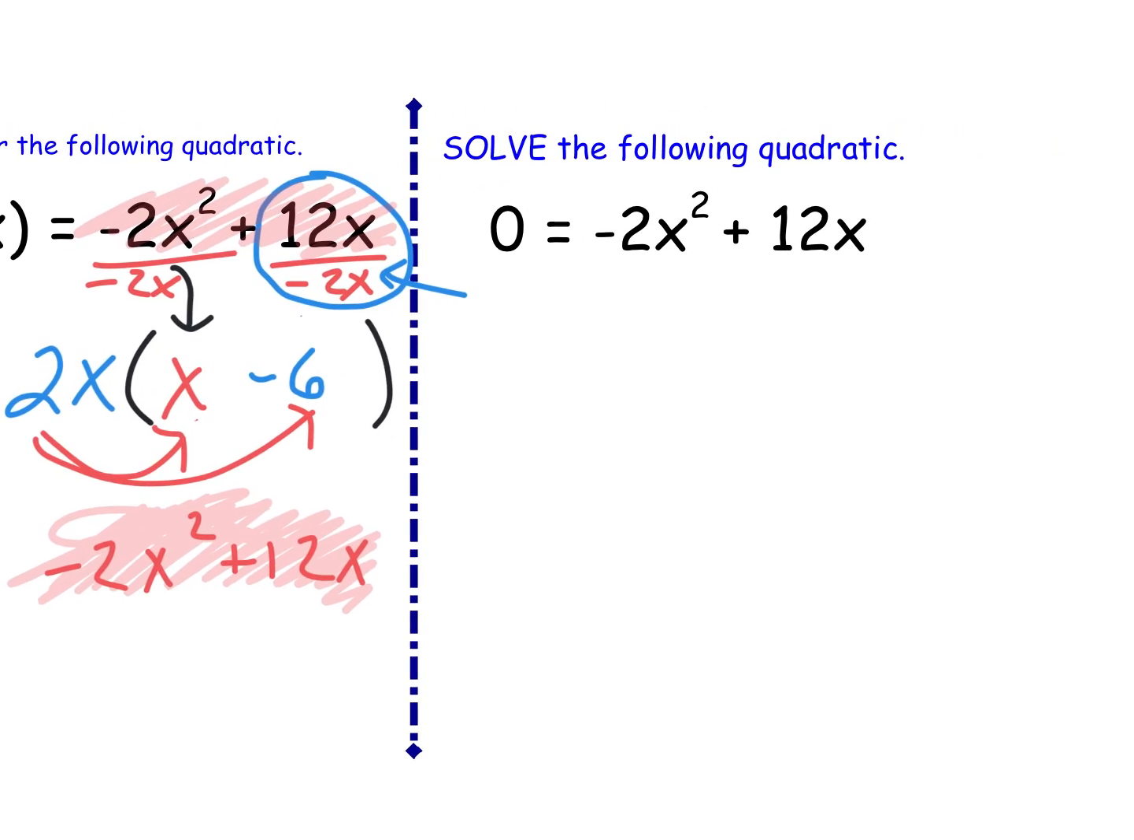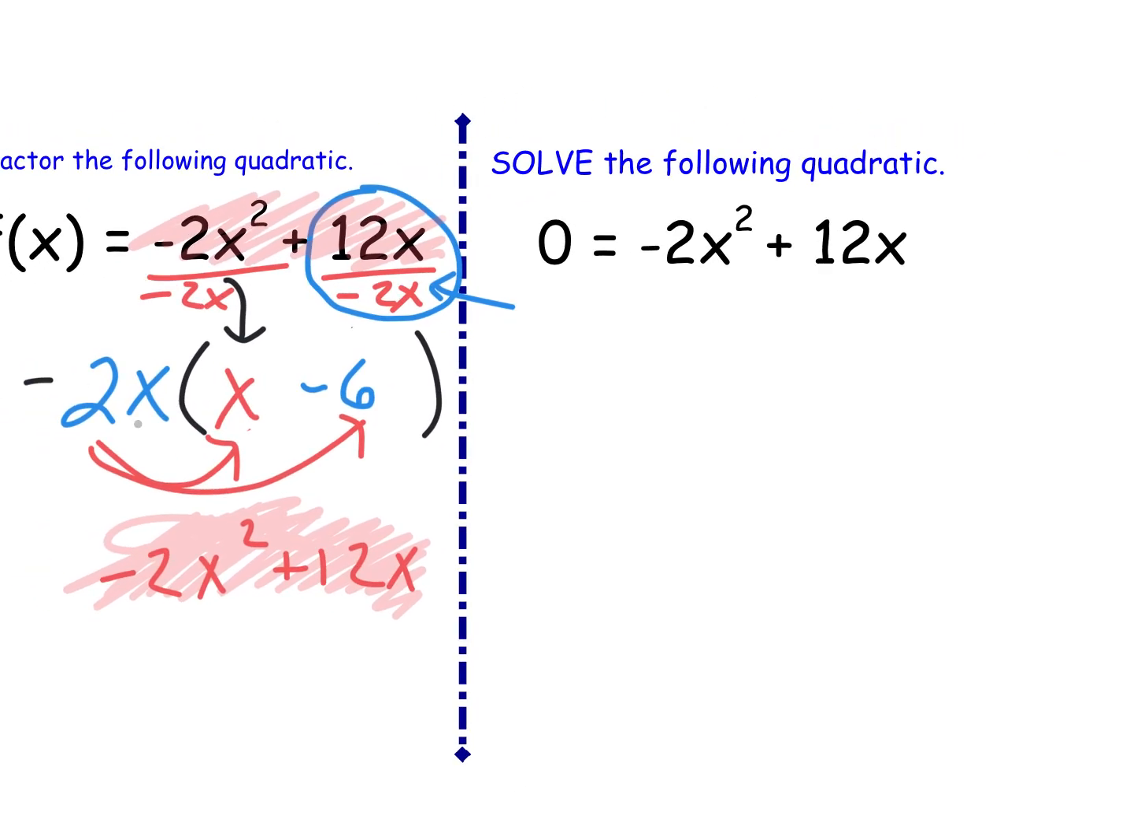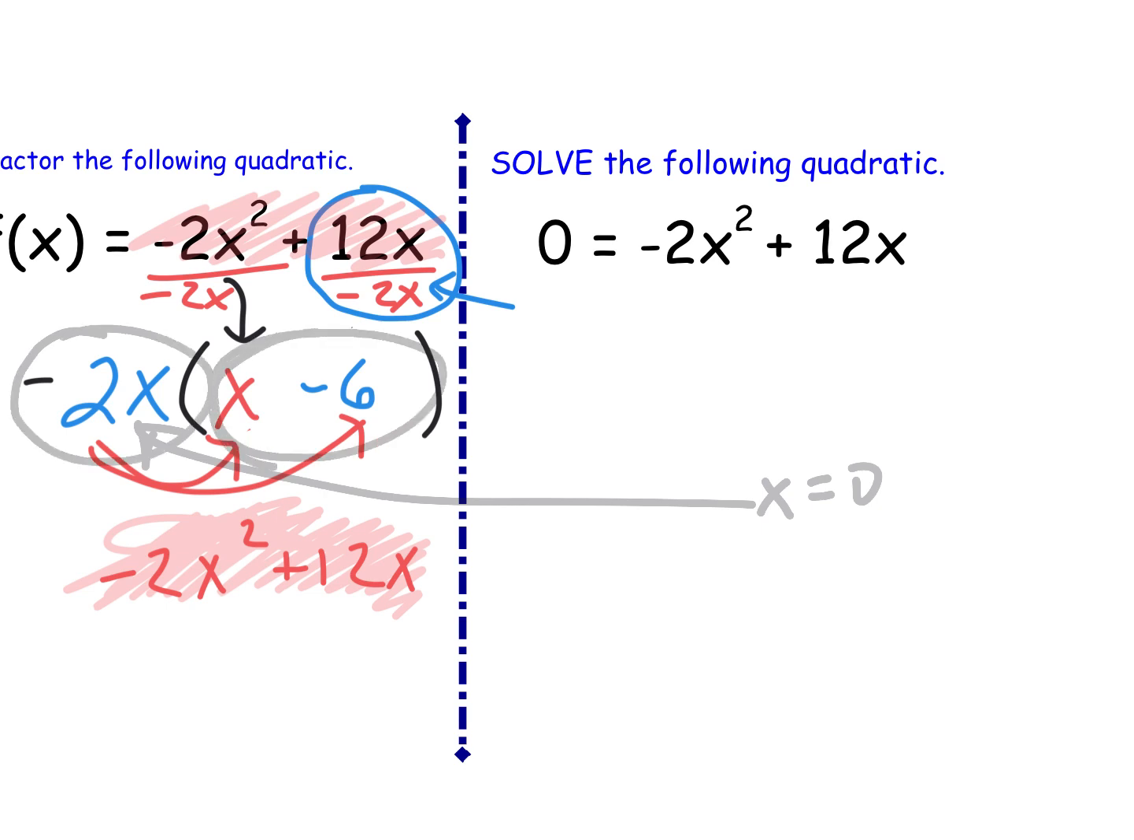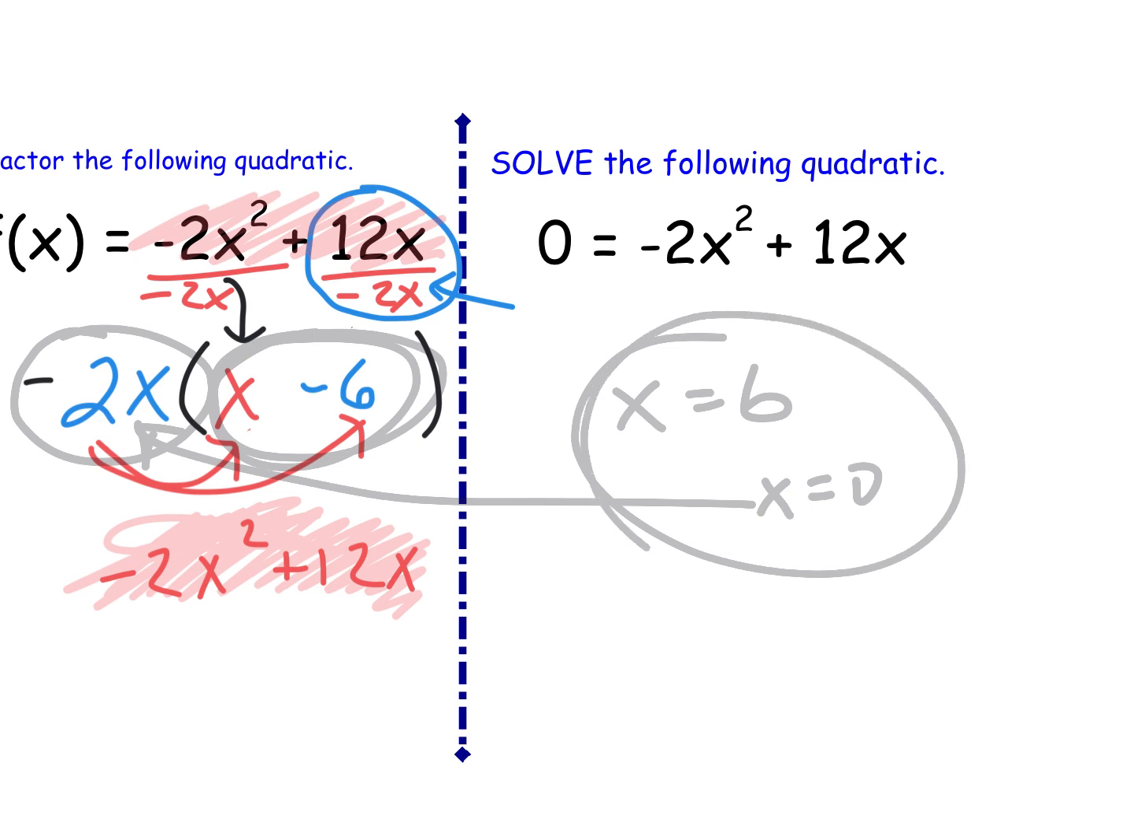Okay, but what about solving it, Mr. Server? Okay, this part has to equal 0. If I just put in x equals 0, this part will equal 0. This part needs to equal 0. If I just put in x equals 6, then that part will be 0. There's my two answers. They're called the zeros. They're also called the x-intercepts. They're also called the roots. They're also called the solutions. They have four names, so they must be important.